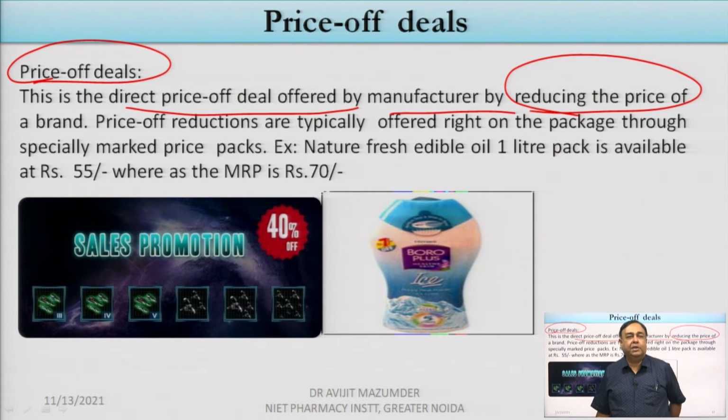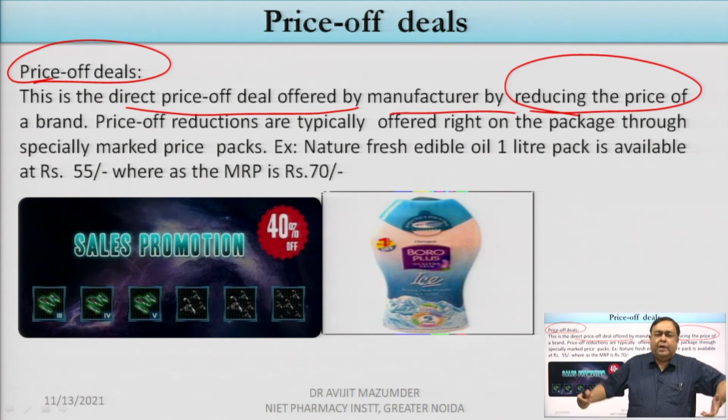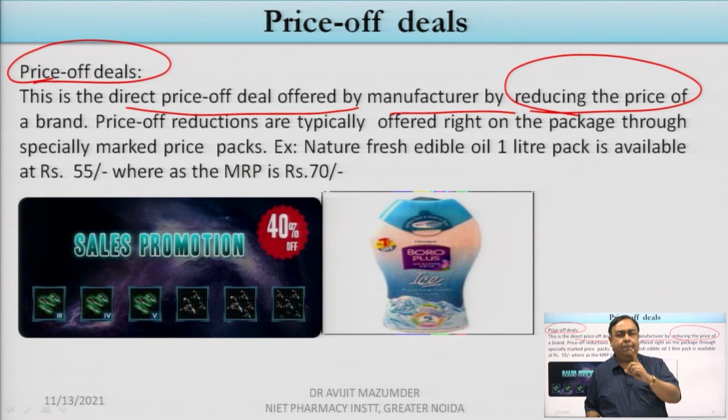For example, Nature Fresh edible oil, I am giving you one example only. 1 liter pack is available at rupees 55, where the MRP is 70. So, there is a slash, there is a price discount, there is a price off of rupees 15.